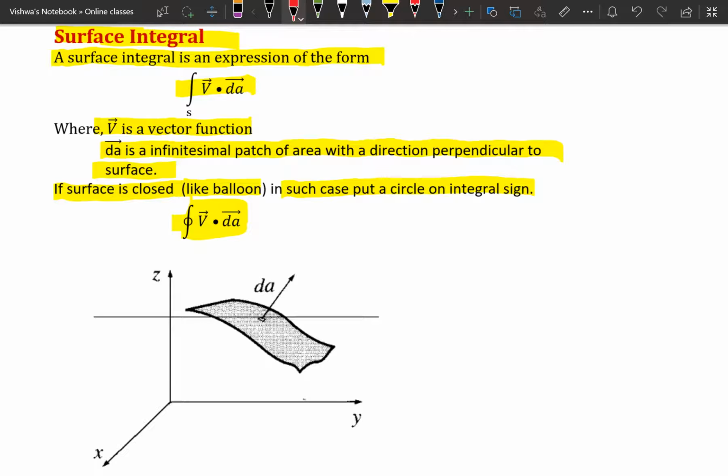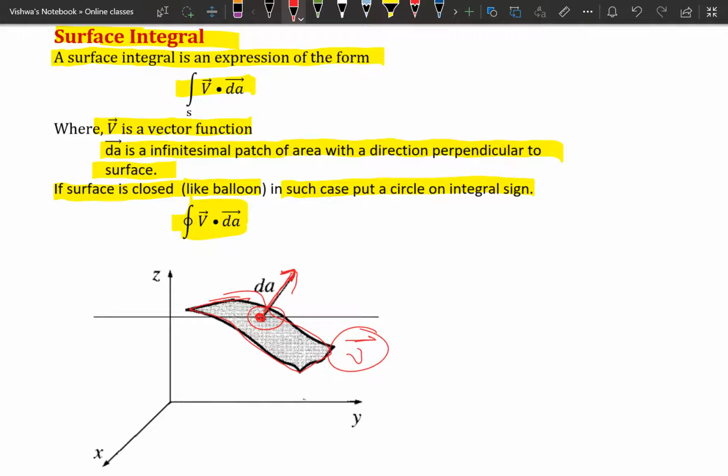In this diagram there is a surface area that is represented by a vector function v. Now we have to make a surface integration. For this we take an infinitesimal patch of area. So here we consider a small area, which we call an infinitesimal small area. The direction of this is perpendicular to the surface; take it as the normal. Now the integration of v dot dA will give the total over the surface.